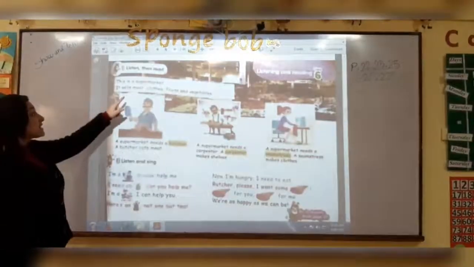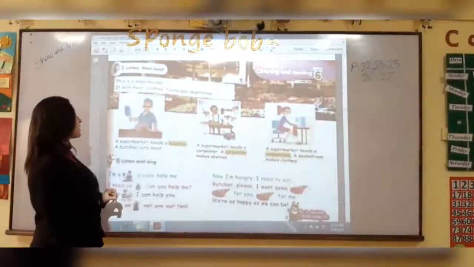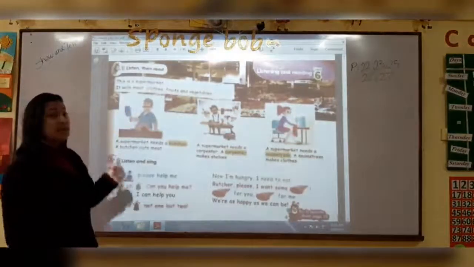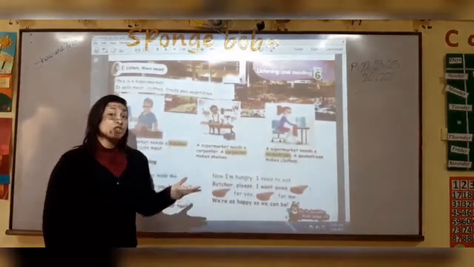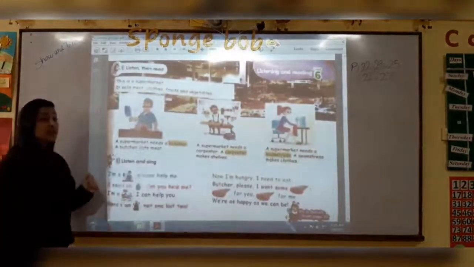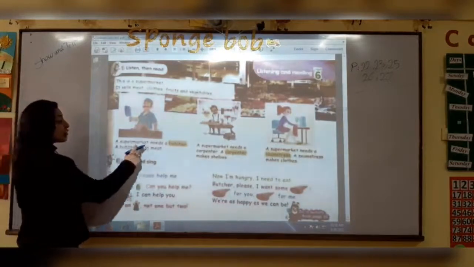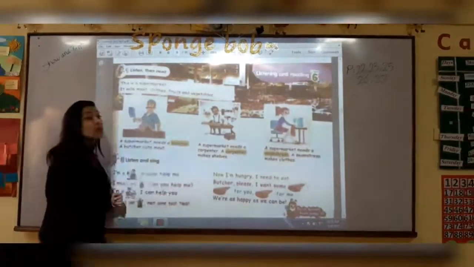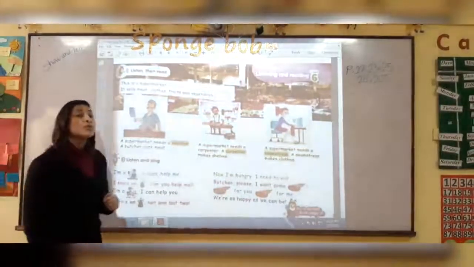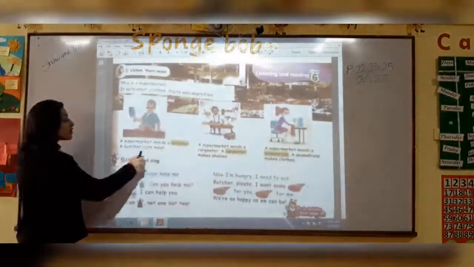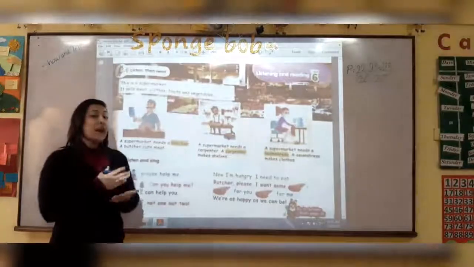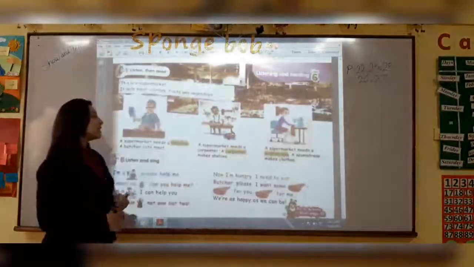Okay. This is a supermarket. It sells meat, clothes, fruits, and vegetables. The first picture. A supermarket needs a butcher. Repeat after me. Butcher. A butcher cuts meat.